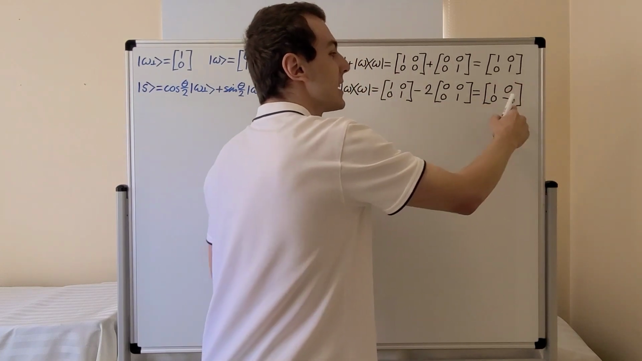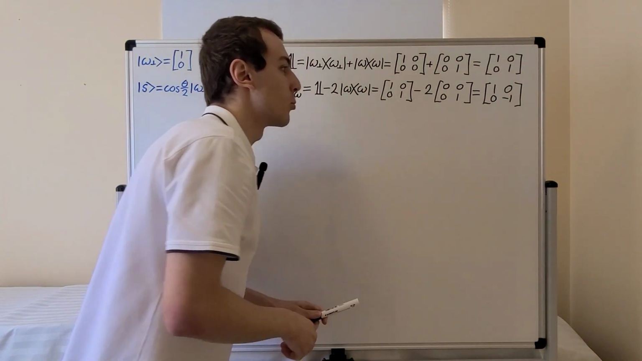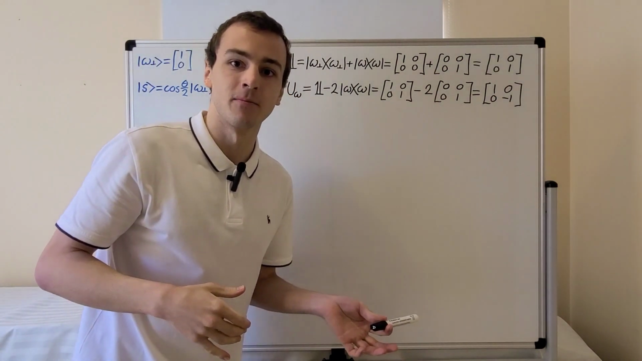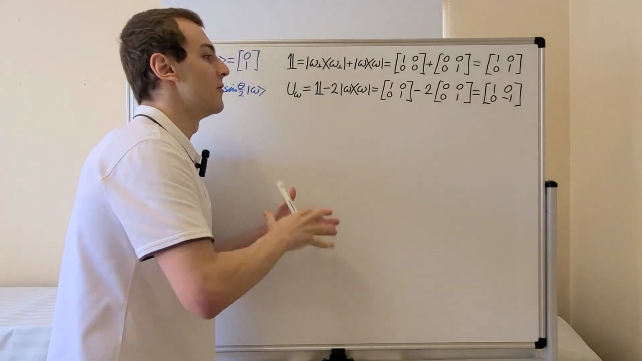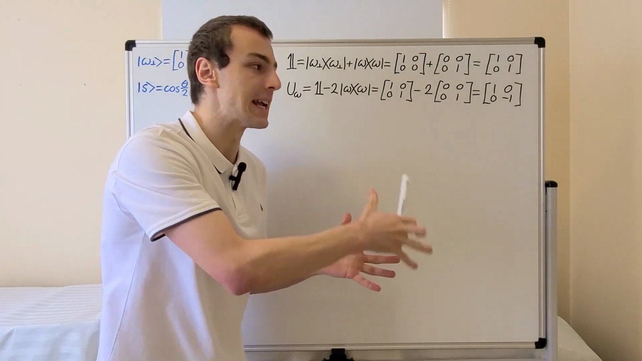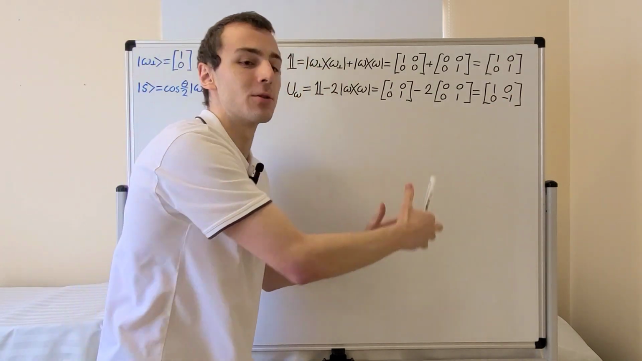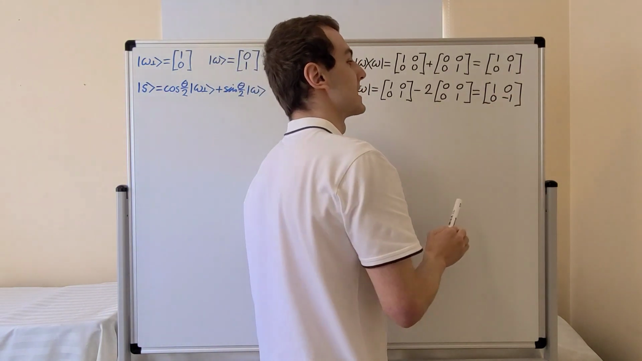And this looks just like the Pauli Z matrix. But keep in mind, we're not dealing with a two-dimensional Hilbert space. We're just using these two-dimensional vectors to visualize something that's going on in a plane. So this is not the same as the Pauli Z operator acting on qubits, but the matrix representation is the same.